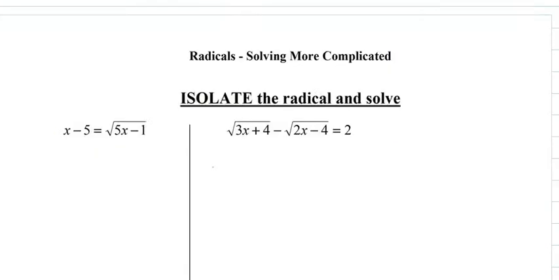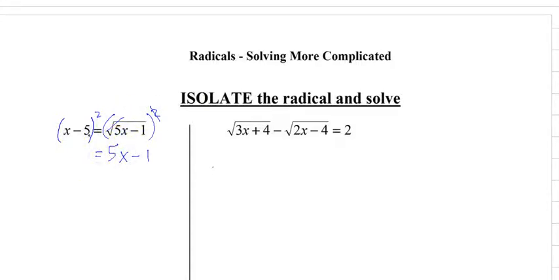So same exact steps here. We're going to isolate it. So this one is fully isolated. It's all by itself. Over here they are not isolated, so we're going to have to choose one. Since this one's isolated, we can move on to the next step, which is to square it. And when you square it, you get 5x minus 1.